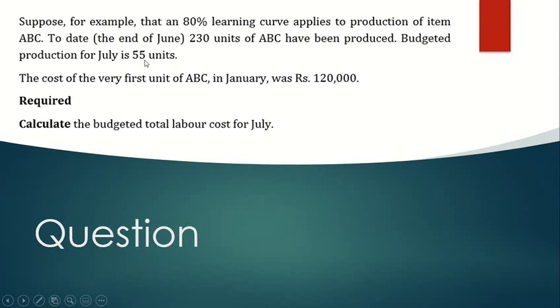Means at 285 units, what will be the cumulative average time and what will be the total time? At 285 units, what will be the total time, and at 230 units, what will be the total time? We can get the difference, which will be the actual cost for July, which means the cost for these 55 units. So we'll see what steps we can use.